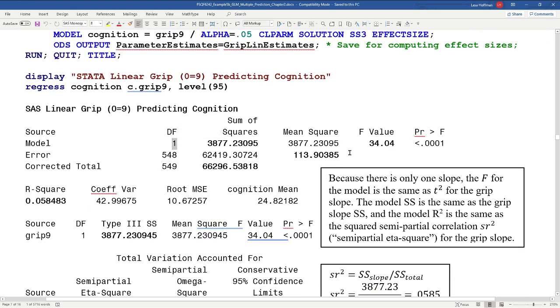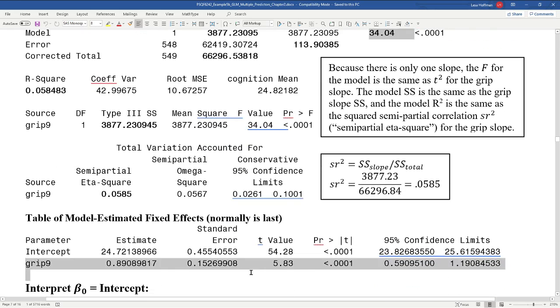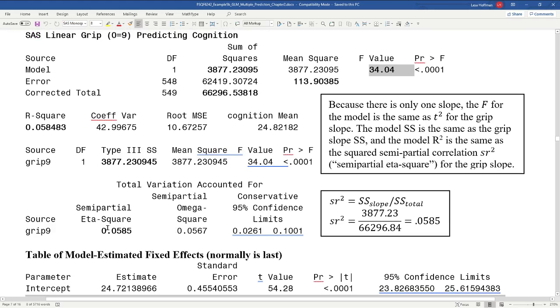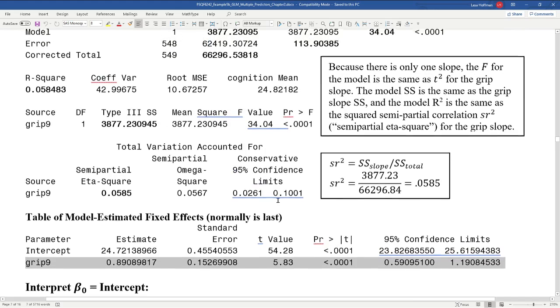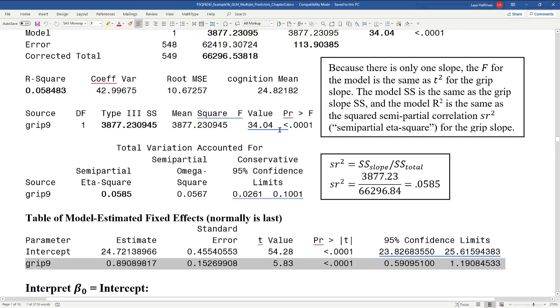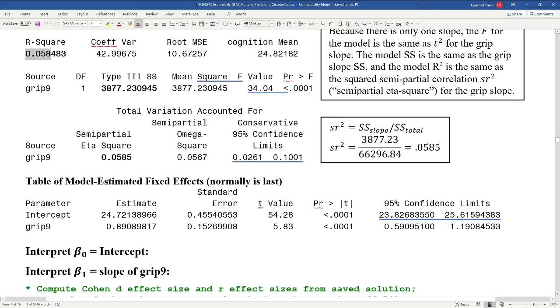With one slope, the F-test for the model is the squared version of the t-test for the slope. So if you only have one slope, the test of the slope is the test of the model. The semi-partial eta square for that one slope is the R-square for the model. So it looks like the grip strength slope that we've added is significant, which means that the R-square for the model is significant. Our residual variance that started out at 120 is down to about 114. That is a reduction of about 5.8%.